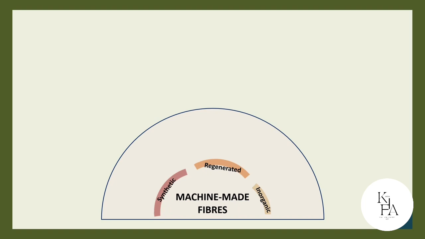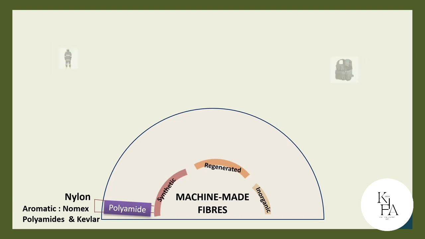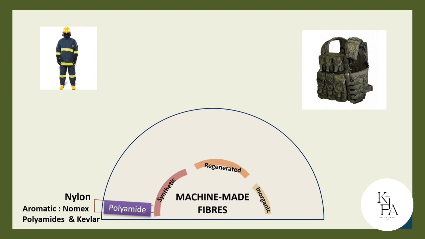Now, depending on these monomers, they are further classified as polyamides, which consist of nylon and aromatic amides. These aromatic amides include Nomex, which has a very high melting point and is used to make fireproofing suits, and Kevlar, which is a very high strength fiber used in the making of bulletproof jackets.